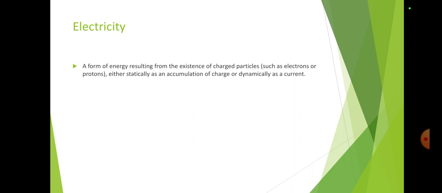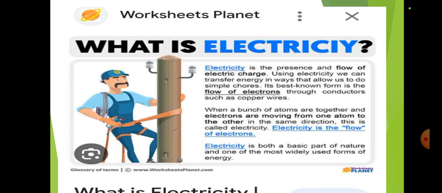We have appliances in our home that are used with electricity. Electricity is important because many appliances at our home work with the help of electricity: electric iron, washing machine, hair dryer, different types of things. A bulb lights up with electricity. All these things are used with electricity.